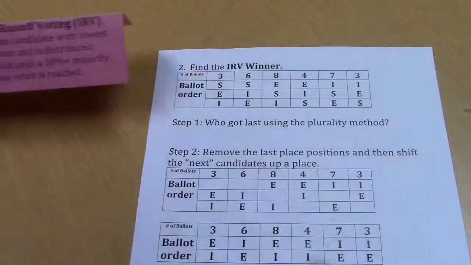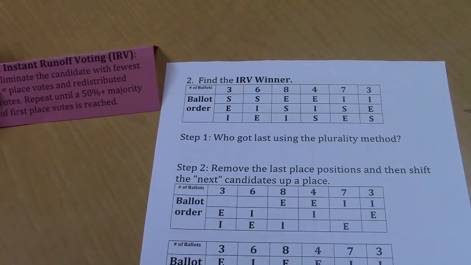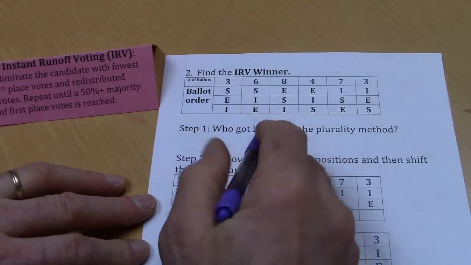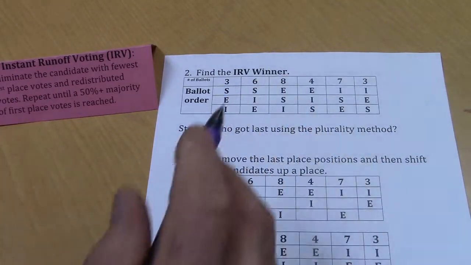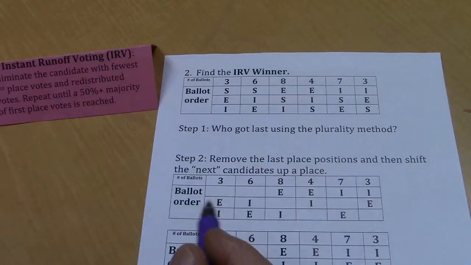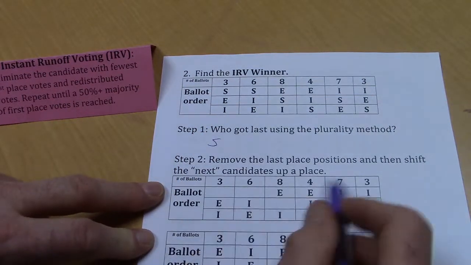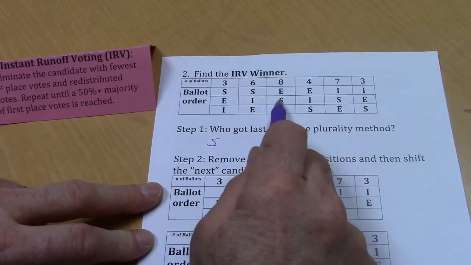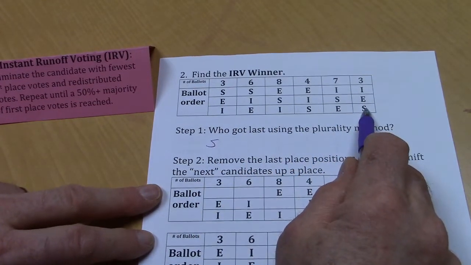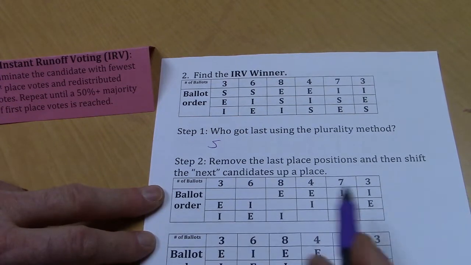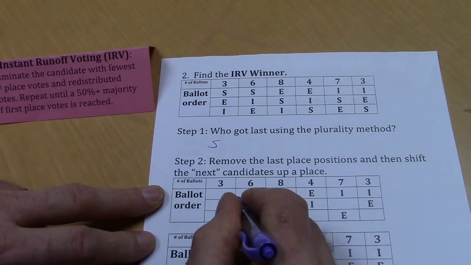Now let's go to the instant runoff method, and now this is a little bit trickier. First, you have to go to who got last place using the plurality method, and just take a look at that. That was Spider-Man who got last place. So we're going to remove Spider-Man from that. So 1, 2, 3, 4, 5, those six sets. Spider-Man is gone from all those, as you can see, and then you move everybody up.